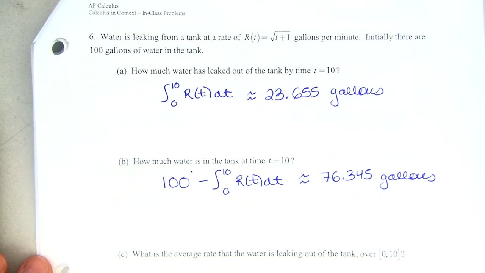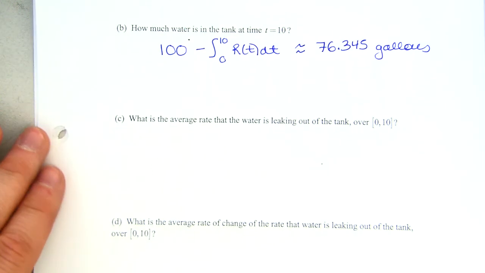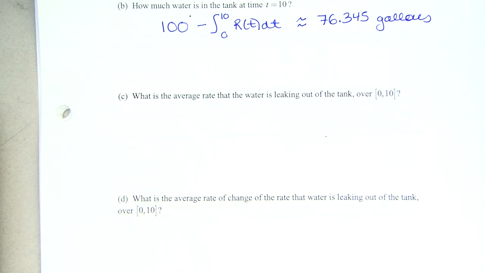Now, C and D. C, what's the average rate that water is leaking out of the tank? D, what's the average rate of change of the rate that water is leaking out of the tank? Now, what is the function you were given? What is R of t representing? The water in the tank? The rate that water's leaving.